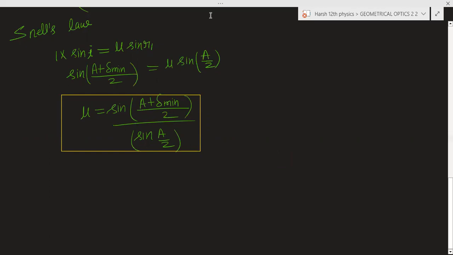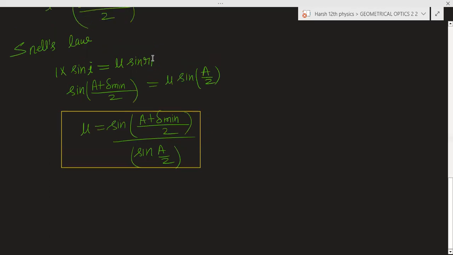Completed? Yes, sir. So which one? I have sent you 2 questions. Question number 3, an equilateral glass prism. First we will solve this. So first read this question. An equilateral glass prism has a refractive index of 1.6 in air. Calculate the angle of minimum deviation of the prism when kept in a medium of refractive index 4√2/5.